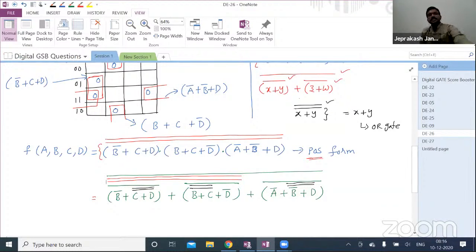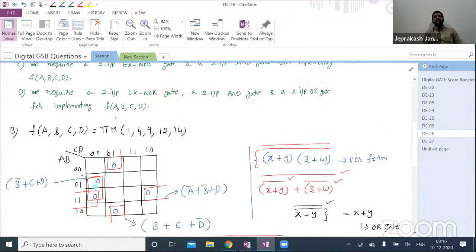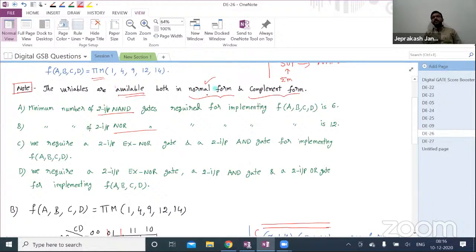Yes, Priya. In the question they have mentioned the variables are available in both normal form and complement form. Since it is a function of 4 variables, A, B, C, D, the normal form is A, B, C, D, and the complement form is A bar, B bar, C bar, D bar. So you need not generate the complement version separately. If they don't mention that complement form is available, then you have to generate it with the help of logic gates.